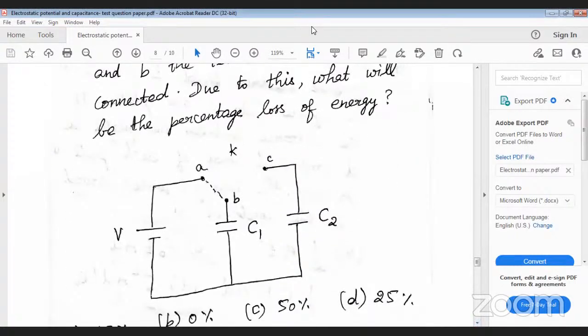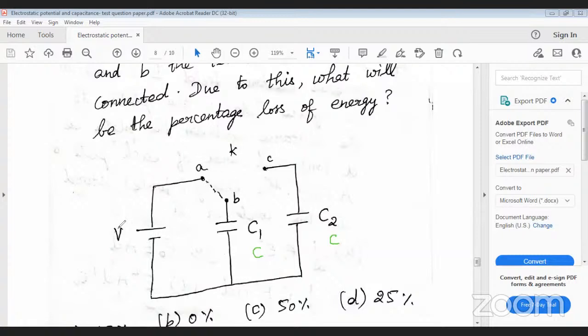So in this diagram, what they are telling is you have two capacitors C1 and C2, but their capacitance values are the same. So this C1, you have the capacitance value, let us consider it as C. This C2 is also an identical capacitor, so the capacitance value is C. Initially you have the key in this position, the AB position.